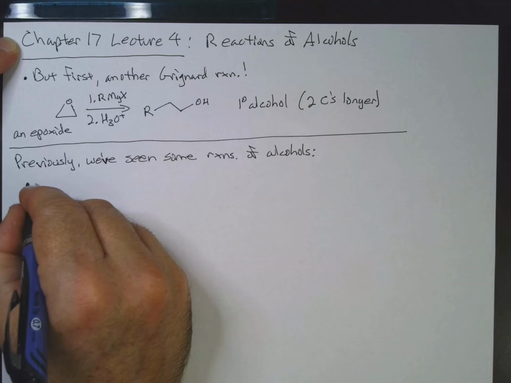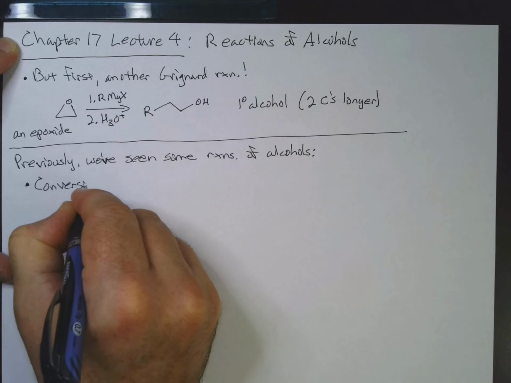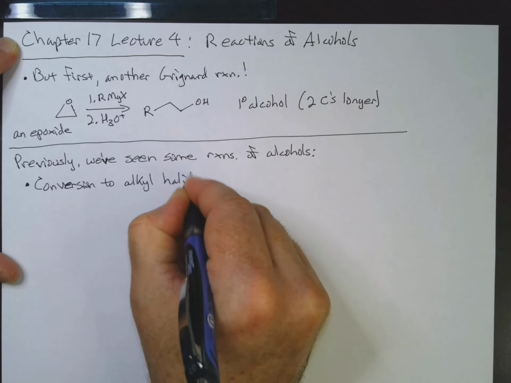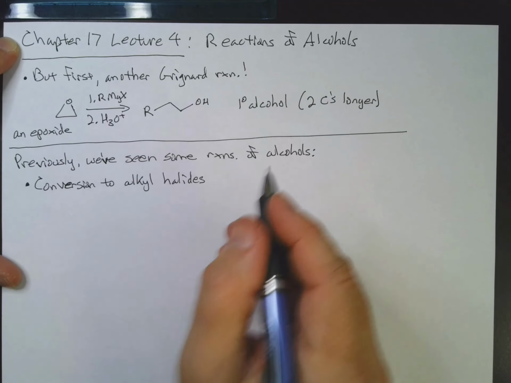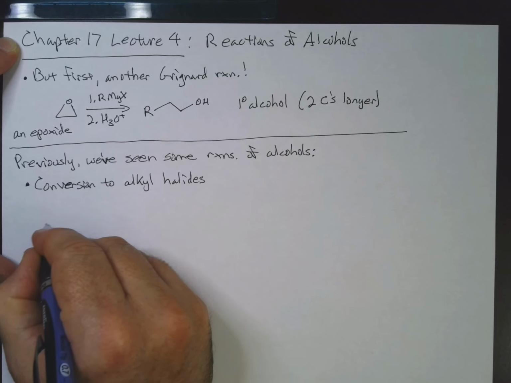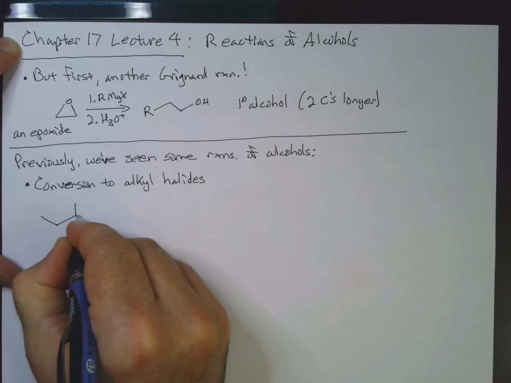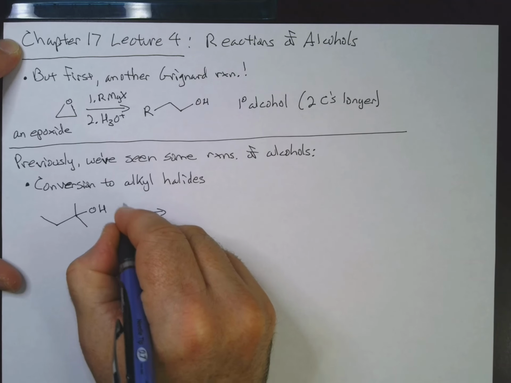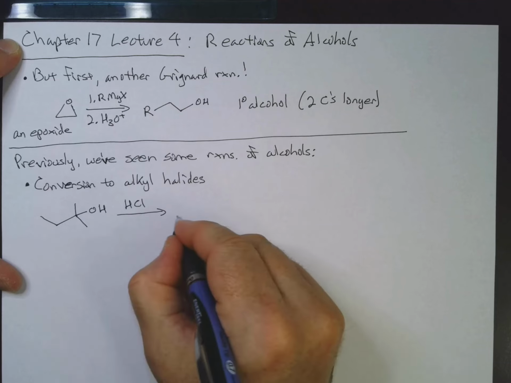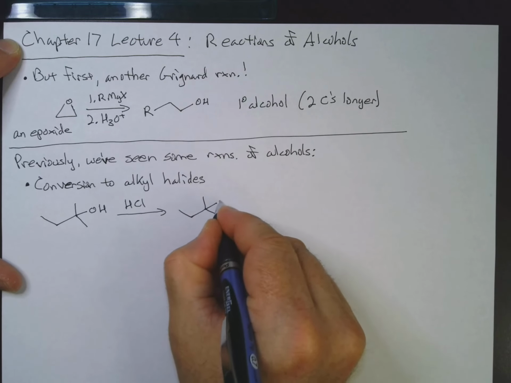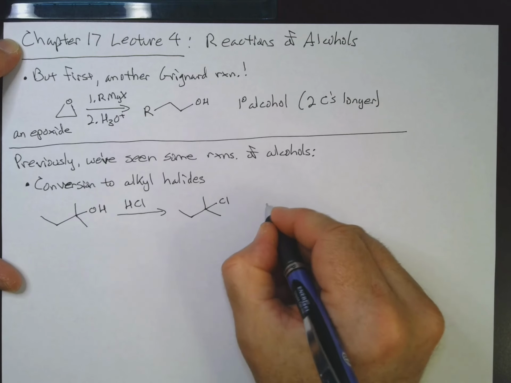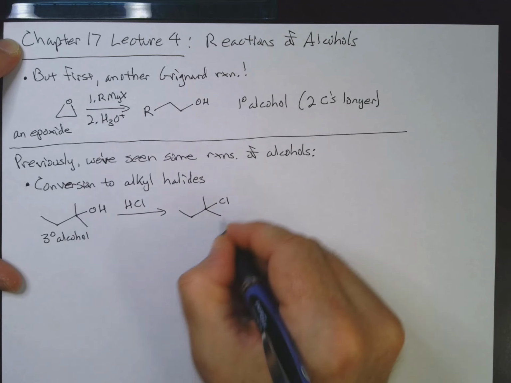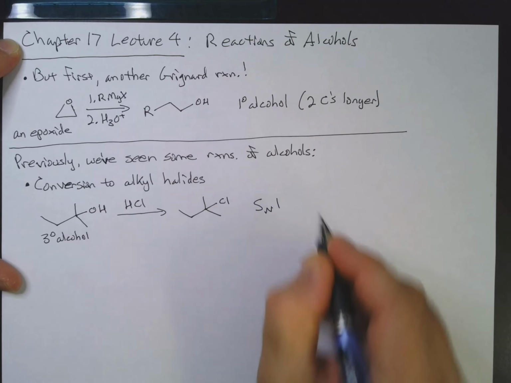So let's see, we have conversion to alkyl halides. If we had a tertiary alcohol, we can go ahead and do, we'll just use HCl, or we could use HBr. And so this is an SN1 reaction.